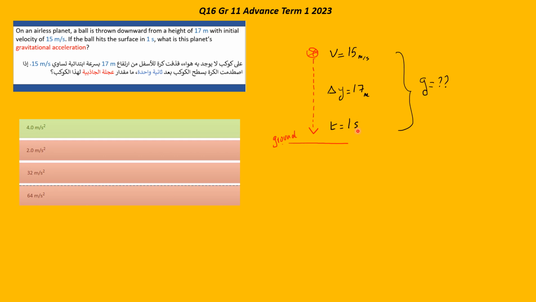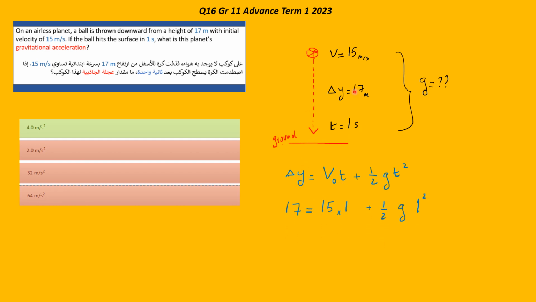So here they ask for the gravity. What's the gravity in this case? You need to apply the first equation in kinematics, chapter 3, motion in one dimension. Delta y, because the motion is parallel to the y-axis, equals v0t plus half gt squared.